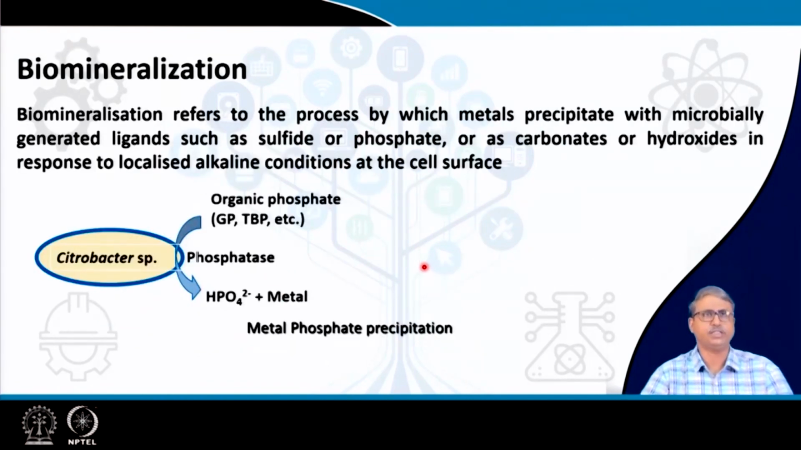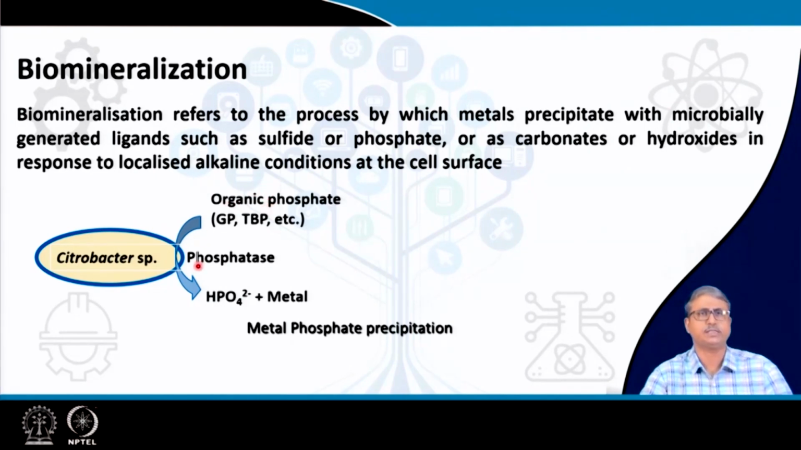Now, with respect to biomineralization by ligands, this is a process in which metals are precipitated with microbially generated ligands like phosphate or sulfides. One of the best examples is the Citrobacter species, which has been studied very elaborately for its ability to produce the phosphatase enzyme. This phosphatase enzyme allows the precipitation of different heavy metals, including radionuclides, in very large quantities in and around the cells, provided an organic phosphate donor is provided.